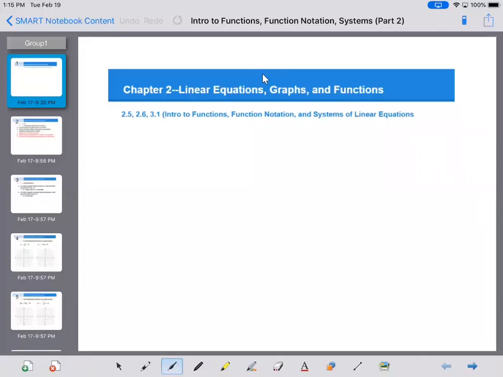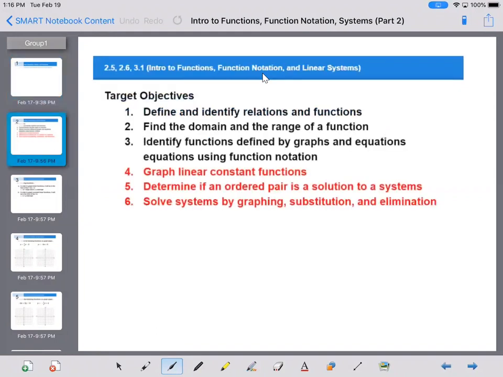So this is part 2 of the Intro to Functions, Function Notation, Systems of Linear Equations video series. We're going to look at graphing constant functions, determine if ordered pairs are solutions to a system, and then look at solving systems by graphing, substitution, and elimination.